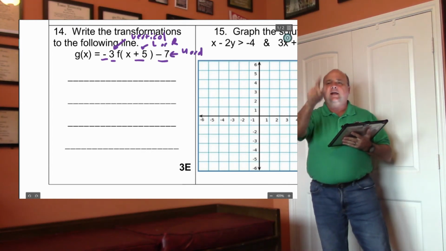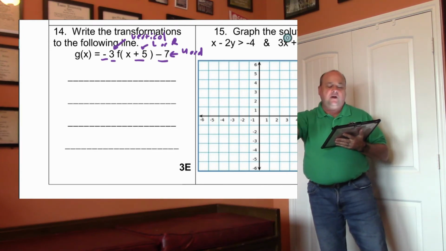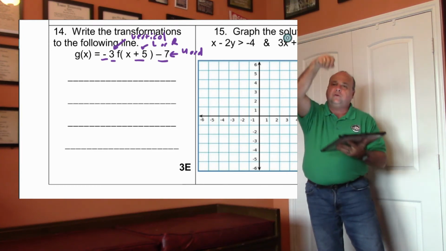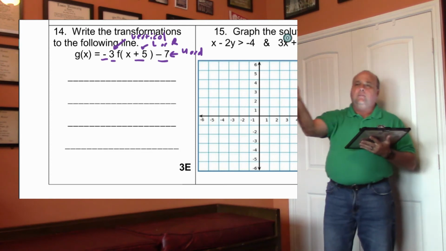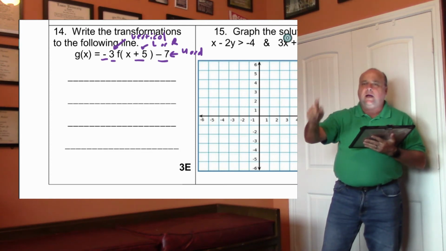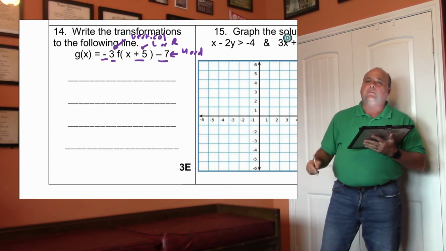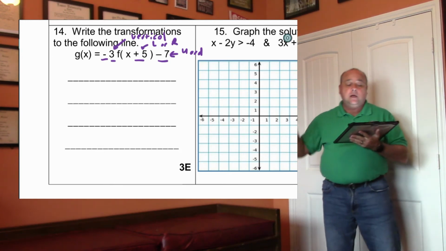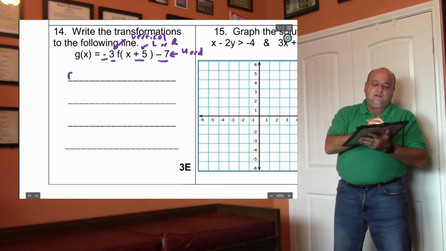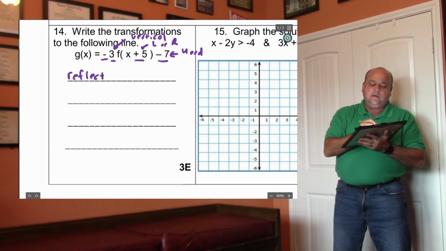Okay? So the negative is going to reflect it. The number in front of the F vertically stretches or vertically compresses. The number inside of the parentheses moves it left or right. And the number at the end moves it up or down. That's basically your y-intercept. So let's start. That negative is going to reflect across the x-axis.